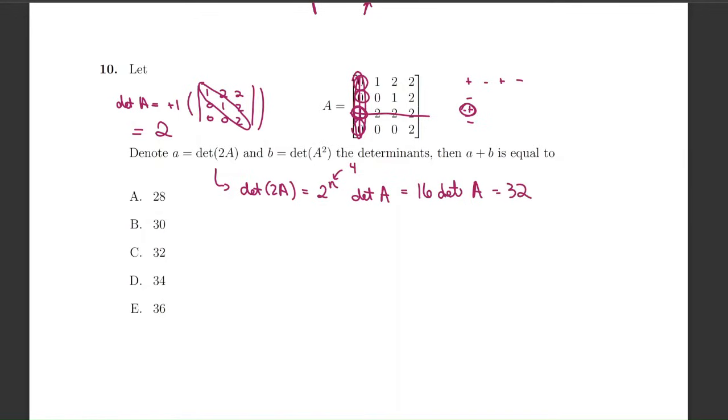Okay, so now we need to find the determinant of A squared. So what is that equal to? This is the determinant of A times A.